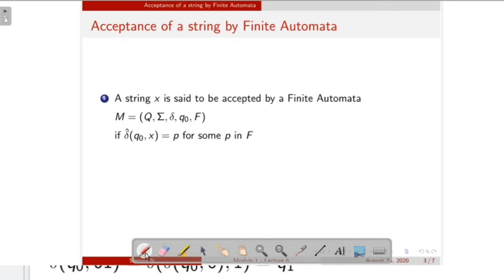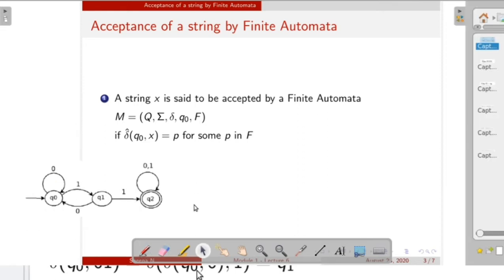Suppose we have a string x. How can you say that this string x is accepted by some finite automata? Consider this example. In this example, there are three states: q0, q1, q2, and two inputs 0 and 1. Then one initial state q0 and one final state q2, and there are a number of transitions in between the states q0, q1, and q2.